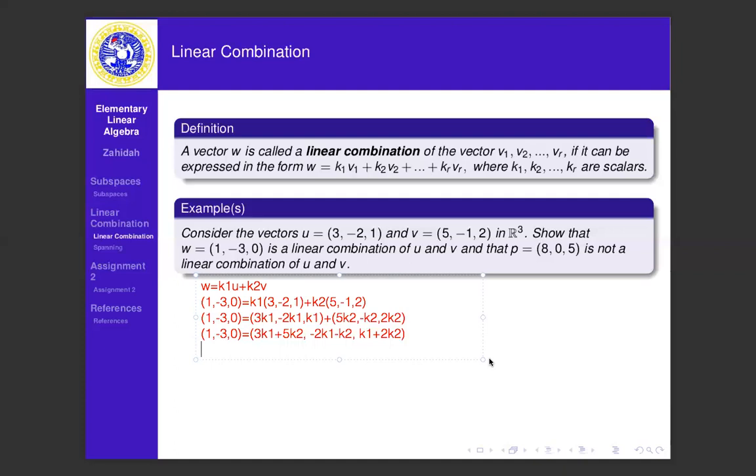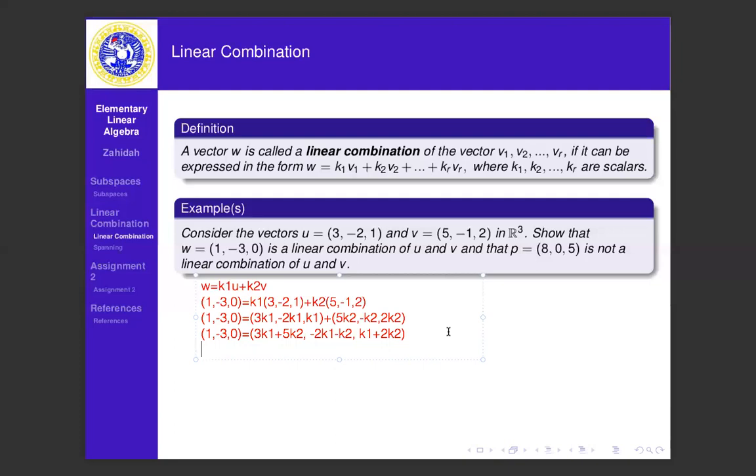We have a linear system. How many equations and how many variables here? Three equations and two variables.